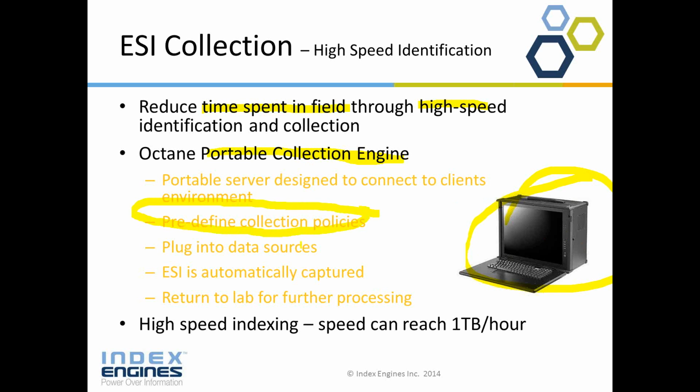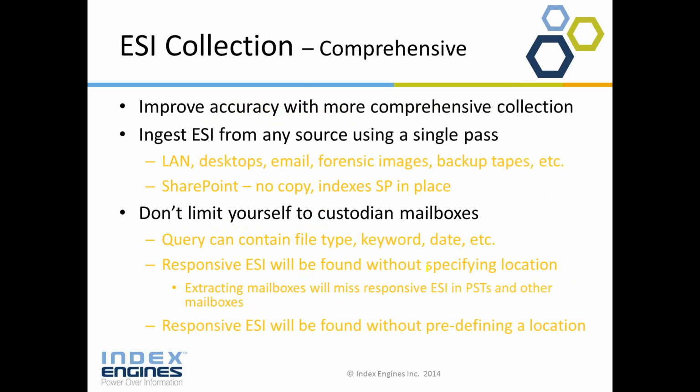One of the unique features is you can preset these collection policies in your lab, and as you plug it into the data sources, the ESI is automatically captured, and you can grab it and return it back to your lab for processing. So one of the use cases we see is over-collecting data, collecting mailboxes, departmental mailboxes, and so on, and bringing that back to the lab for detailed culling, finding specific files and emails. And high-speed indexing, high-speed processing allows you to really eliminate the bottleneck of doing on-site collection, allow you to get in and out very quickly.